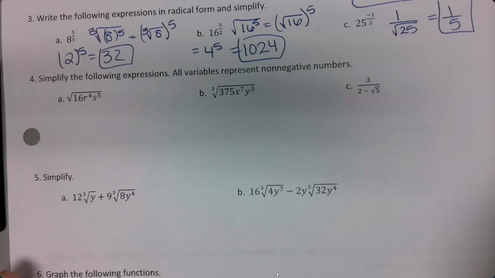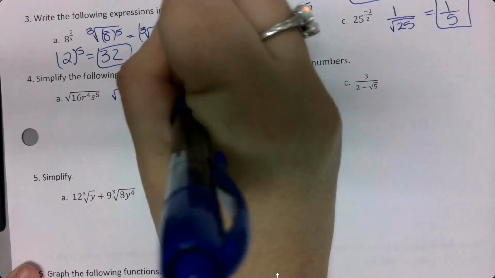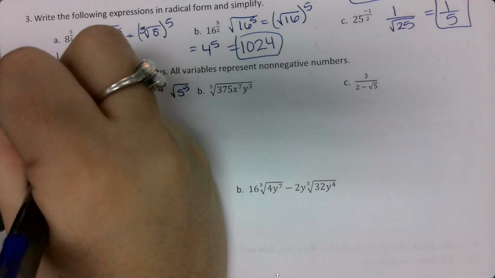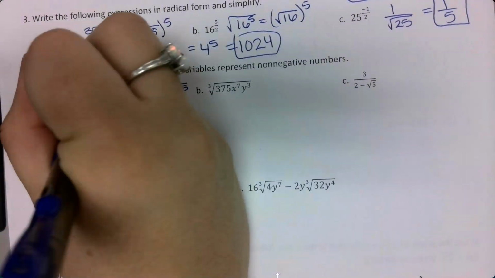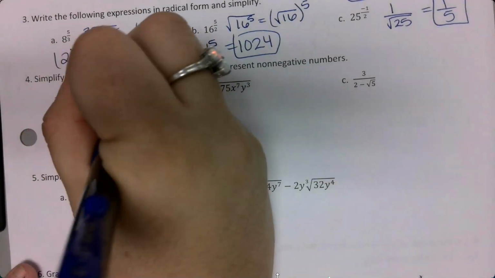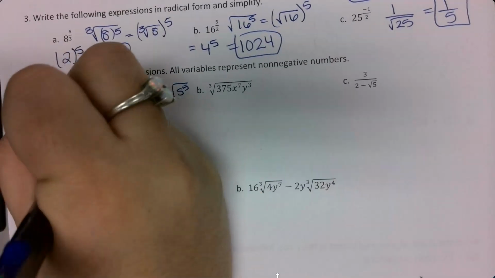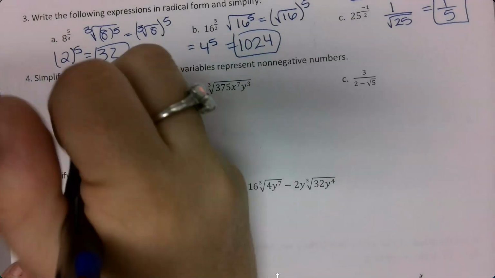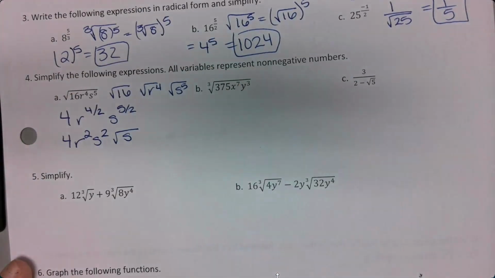So I can break this up to the square root of 16, the square root of r to the 4th, and the square root of s to the 5th. The square root of 16 is 4. The square root of r to the 4th, I can rewrite as r to the 4 divided by 2. And the same thing for my s, I can have 5 divided by 2. So it's going to give me 4r squared. For my s, it's going to give me 2.5. So that means I can take out 2 s's, and I actually have an s left over in my radical.